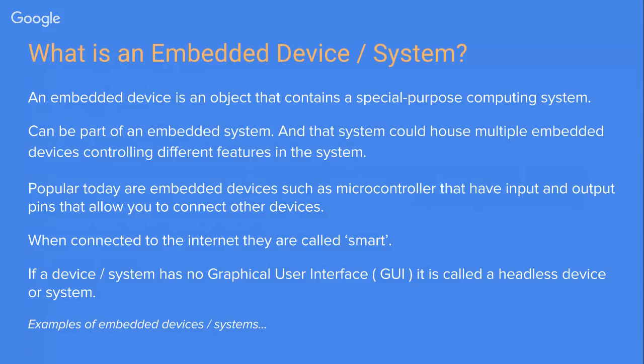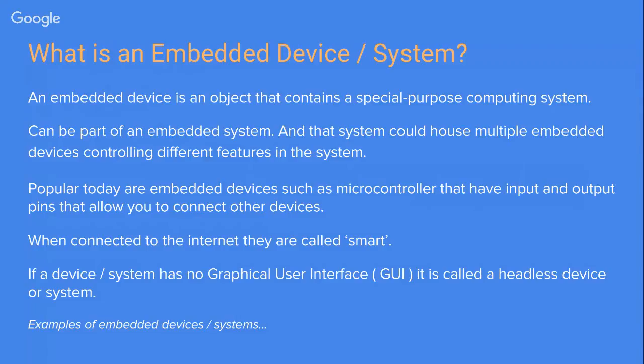An embedded device, some people call it an embedded device and some people call it an embedded system, is, as it says here, an object that contains a special purpose computing system. That device can be part of an overall embedded system, and an embedded system could have multiple embedded devices inside of it, controlling different parts of that system.